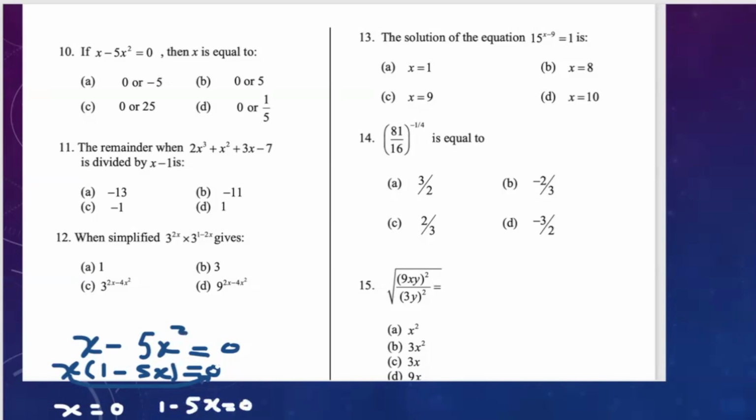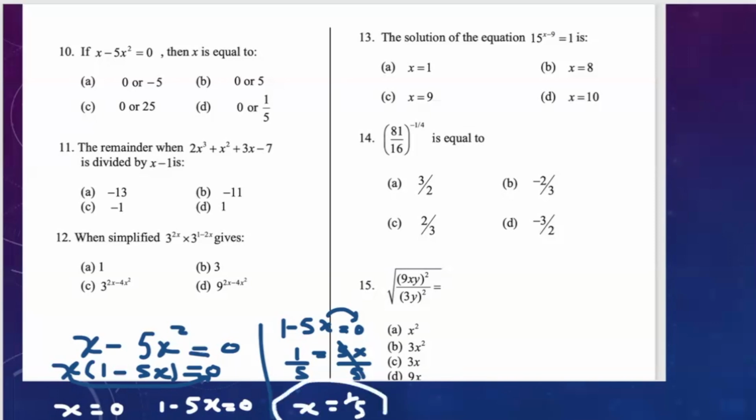So I need to solve where I have 1 minus 5x. So going ahead, 1 minus 5x equals 0. So I carry over the 5x. So I have 1 is equal to 5x. Then divide both sides by 5. So this cancels. So that means x is equal to 1 over 5. So that means I have two answers. I have x equal 1 over 5 and I have x equal 0. So looking at the options that's given, the answer is D.